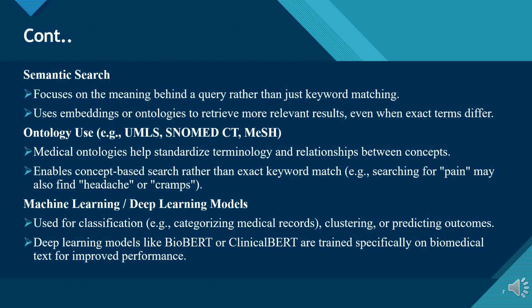Ontology. Ontologies help to connect related medical terms. So if someone searches pain, it might also find headache or cramps. Machine learning and deep learning. They are used to classify records, make predictions, and improve accuracy. Models like BioBERT or ClinicalBERT are used to train on data so they understand healthcare language better.